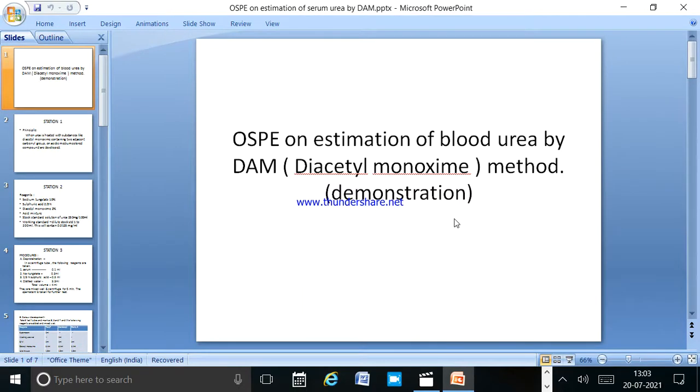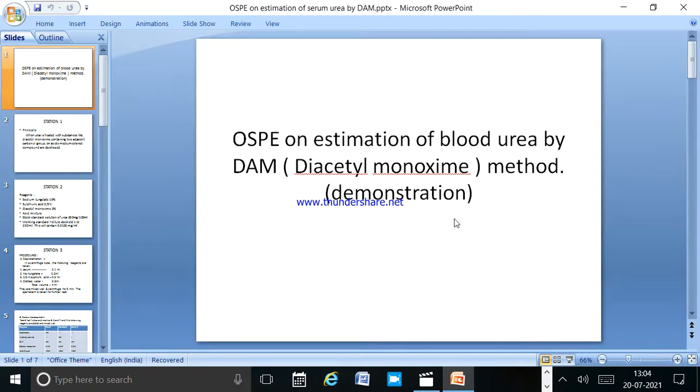As you know, in OSPE you will be sent to different stations, and as such I am just discussing the different stations which may be asked. But it is not fixed that a particular thing will be asked in station 1; it depends on the teachers involved and varies from time to time.